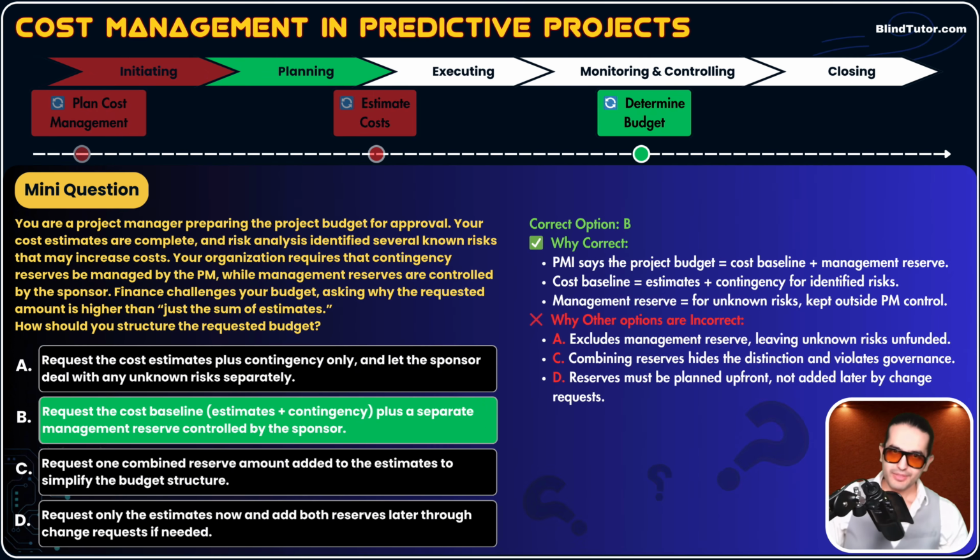Awesome. I think you may have some remaining concerns about the determine budget process, so let's get all of them resolved by mini FAQs. Let's get it done.